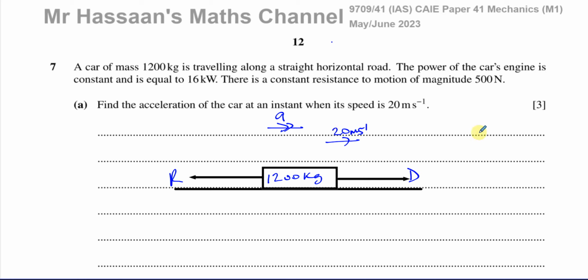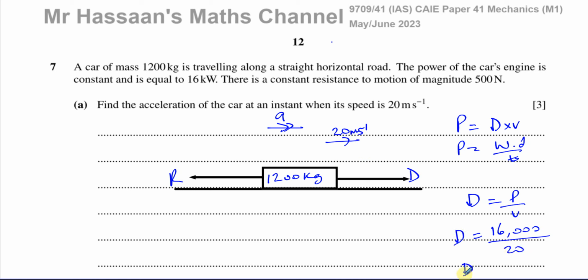All right, so when we're dealing with power, we have two equations. One is the driving force times the velocity, and the other is that the power is equal to the work done divided by the time taken. In this question, what we need to know is the driving force, and the driving force is given by power over velocity. The power is 16 kilowatts, that's 16,000 watts, we should write it in SI units, divided by the velocity of 20 meters per second. So the driving force is equal to 800 newtons.